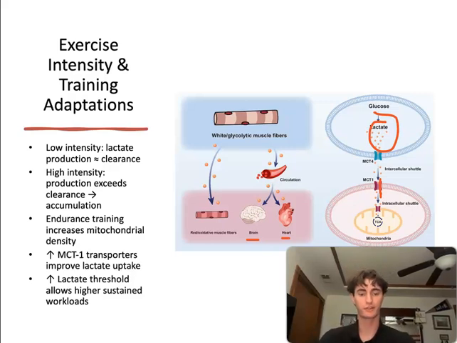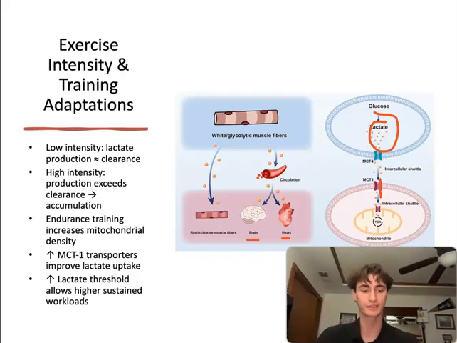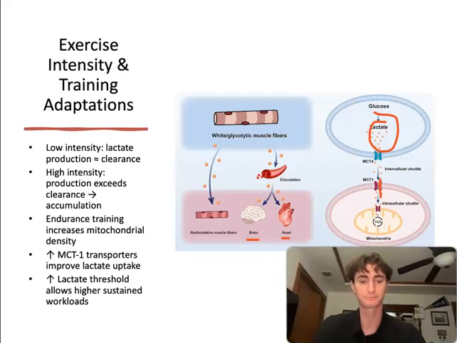So the major takeaway is that higher intensity increases lactate production, and training improves lactate transport and oxidation.